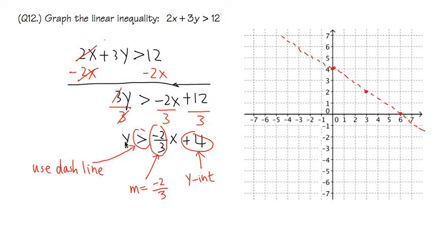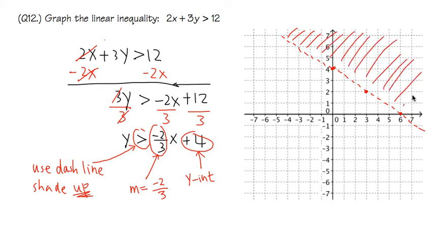And since the y is isolated, if y is greater than this, then you are going to shade up. You are going to color this upwards. So this is the line, and you are just going to color this upwards. So it's going to look like this. This is the upward direction. And that will do it.